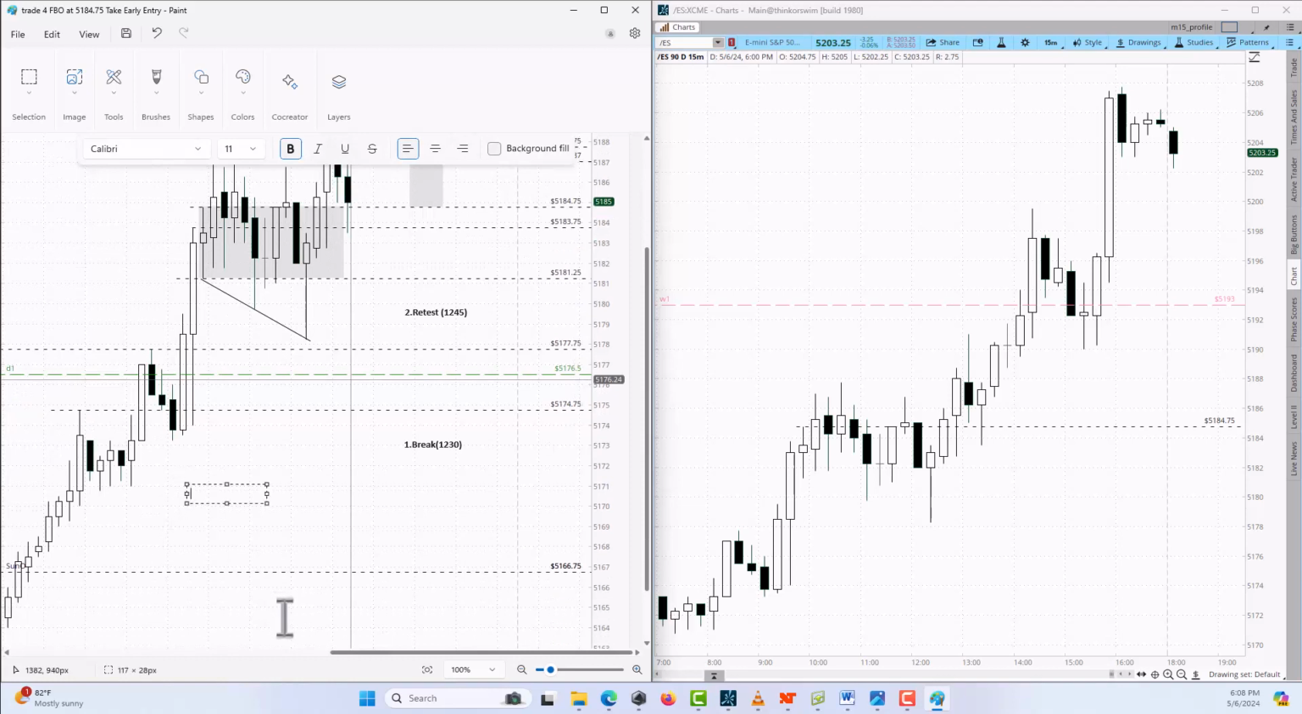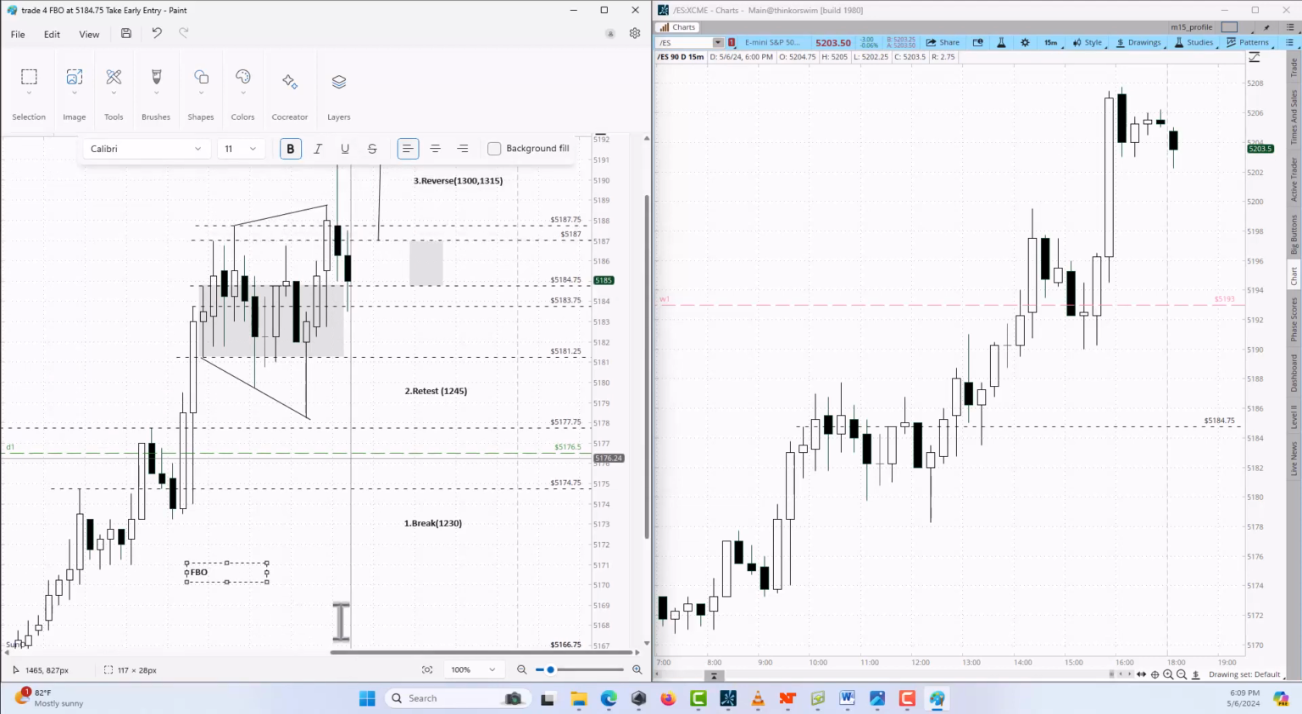So that's our mindset when we take this trade. We thought there was going to be a breakdown at this level, 5184.75, which has 3 steps, right? Break, retest, then reverse.